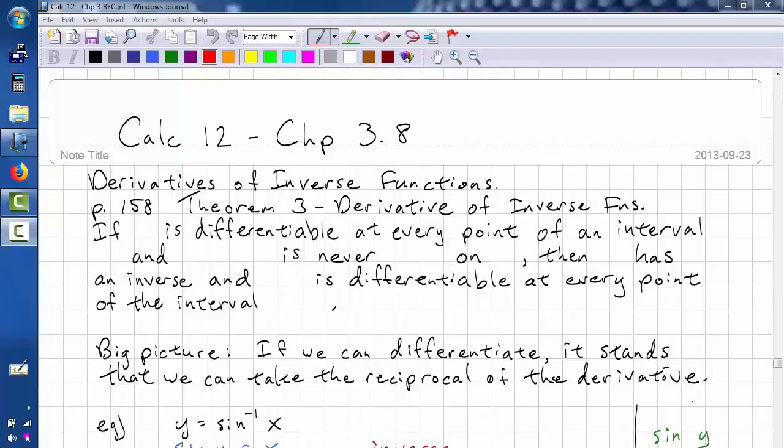This is Calculus 12, Chapter 3.8. We're going to be looking at derivatives of inverse functions. Okay, on page 158 is your theorem. Theorem 3, derivative of inverse functions.